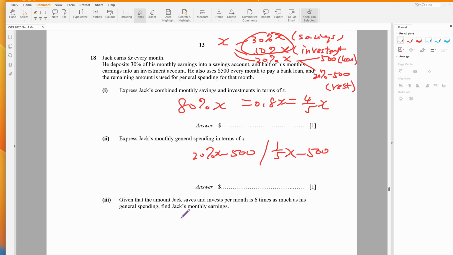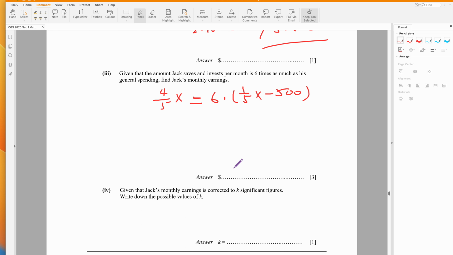Then given that the amount saved per month is 6 times as much as his general spending, this thing is equal to 6 times this. So you solve for x. I think I calculated wrongly somewhere. Then you should get 2 over 5 x equal to 500. Then x is 500 divided by 0.4.